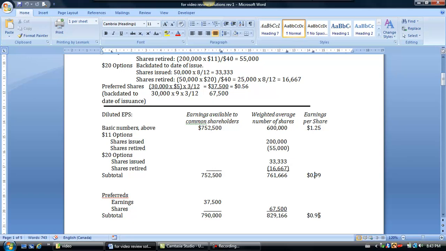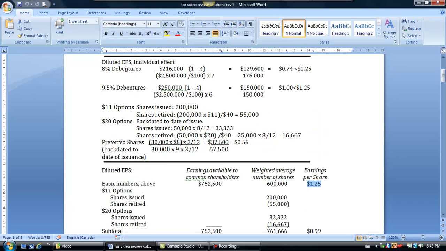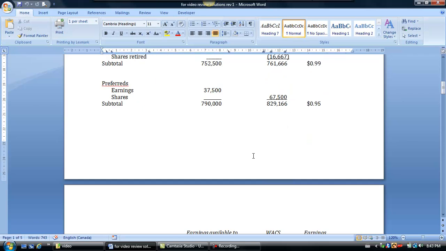This number is supposed to get smaller and further away from your basic EPS. If it doesn't at any point in time, then you've probably already reached your most dilutive position. Now, the last thing we're going to put in here is the 8% debentures. They're more dilutive than these 9.5% debentures, which have an EPS impact of $1. So these guys are going to go before the 9.5% debentures. So let's put them in.